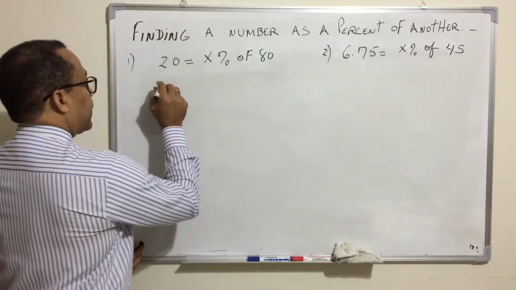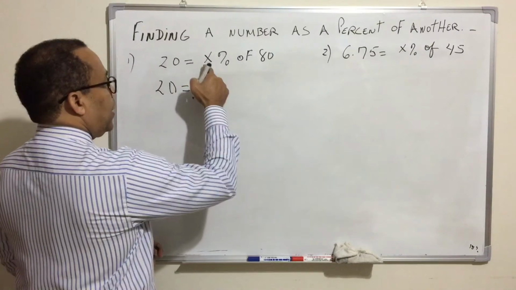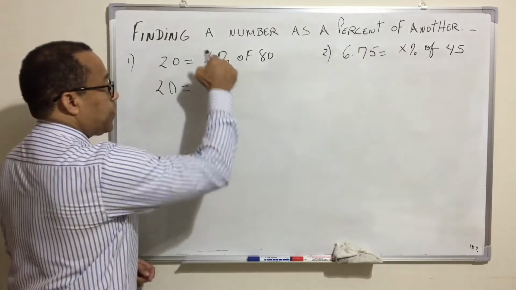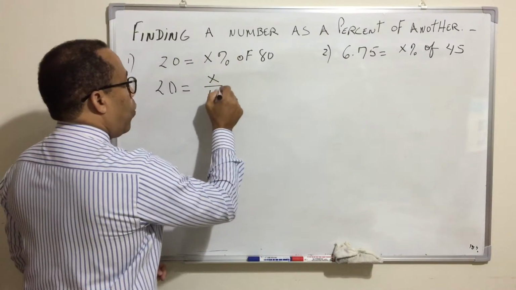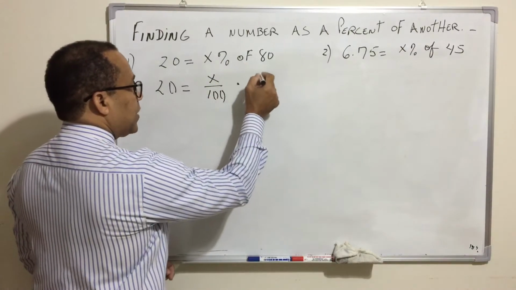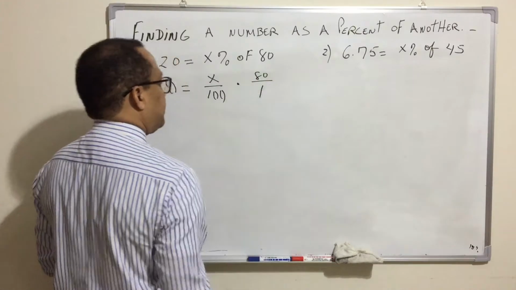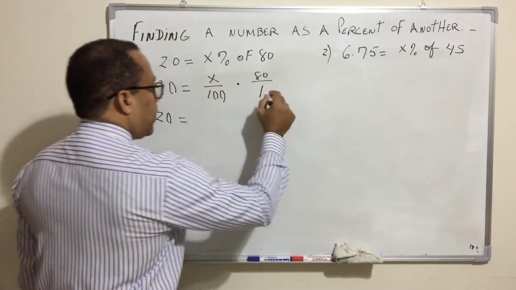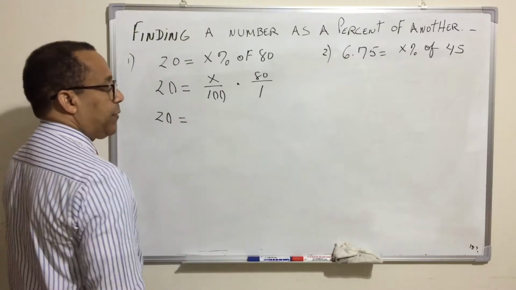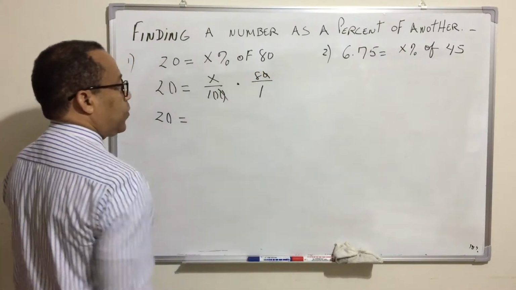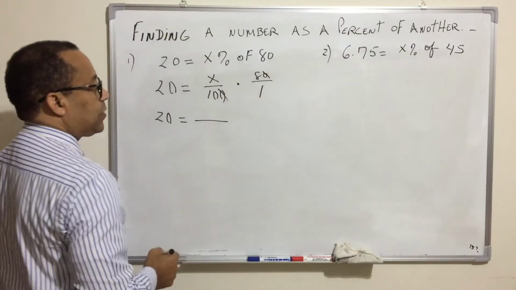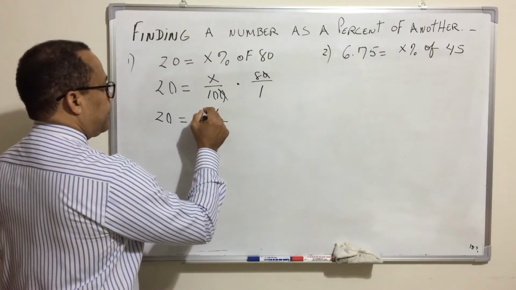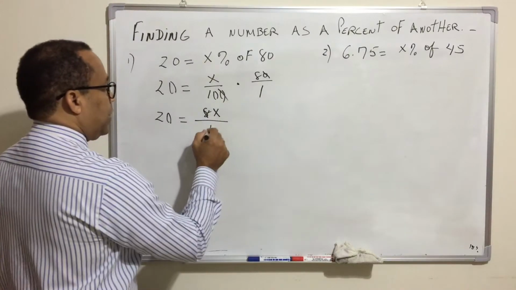Let's solve. 20 is X percent. If you remember from our previous video, X percent means X over 100 of, times 80 over 1. 20 equals, multiply the numerators, multiply denominators, or we could also simplify. Cancel out 0, cancel out 1 0. We multiply the numerators. Again, x times 8 is 8x. 10 times 1 equals 10.